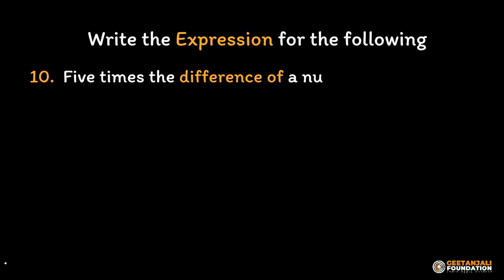5 times the difference of a number and 2. This is the grouping. Difference of a number and 2. So you should do this grouping first. Now number you don't know. This is a variable. I am taking this as n. So difference of number n and 2 can be written as n minus 2, and 5 times of this, so 5 times the difference of number and 2.